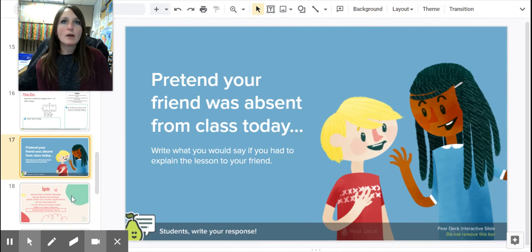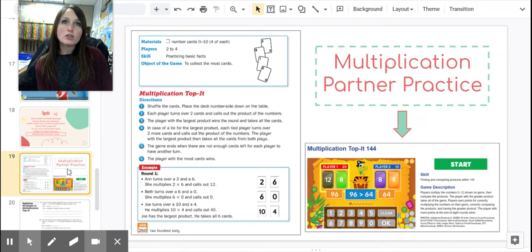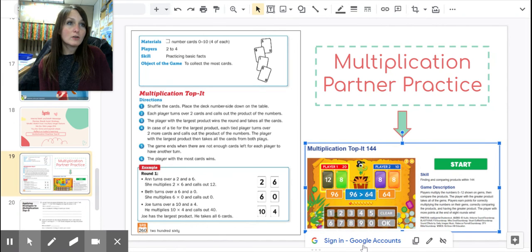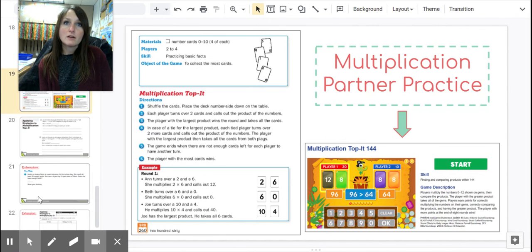Okay, so here I want you to reflect, and then at the end, you can go ahead and play multiplication top it. This is something you can play with people at home. If you have cards, you can use this right here, these directions, or you can just click here and it will take you to our Everyday Math website.